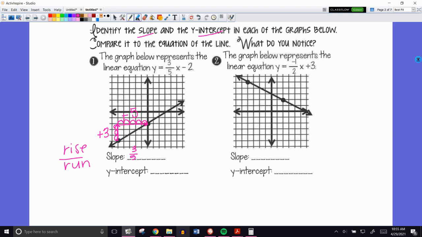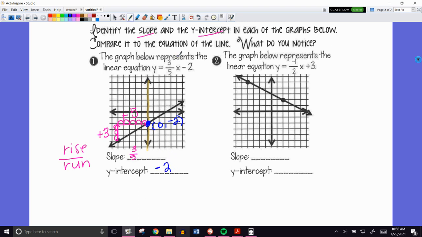And then I need to find my y-intercept. And we need to remember that our y-intercept is where the graph crosses the y-axis. So here's my y-axis. And I can see that my graph is going through that y-axis right here. So that's at -1, -2. So 0, -2. So my y-intercept is -2.